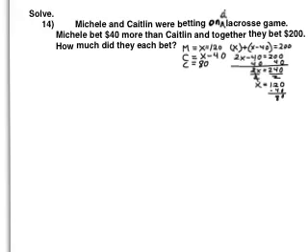Now let's do it the other way, the way we've been working on problems recently. We're going to make one X and one Y. We'll make Michelle X, and Caitlin Y. Michelle bet $40 more than Caitlin. So who bet more? Michelle. So Michelle, who is our X, equals Caitlin, which is our Y, plus $40, right?